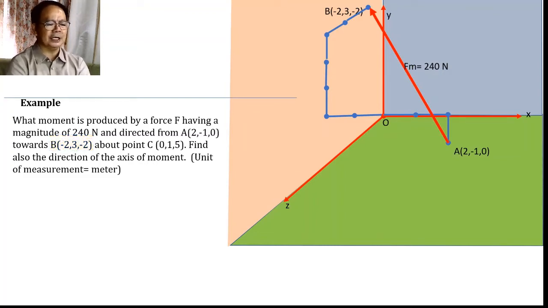The point C, as indicated here, having a coordinate of (0, 1, 5), could be plotted by moving 1 towards the positive y-axis and 5 towards the positive z-axis. And the end of that point indicates the position of point C at (0, 1, 5).